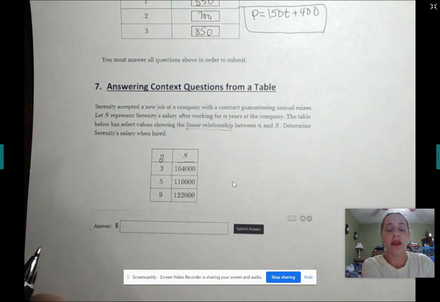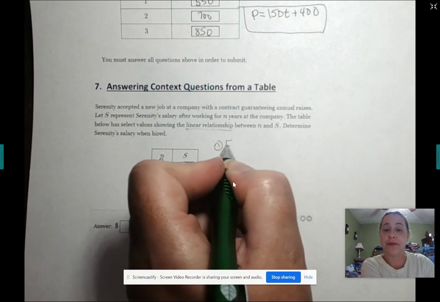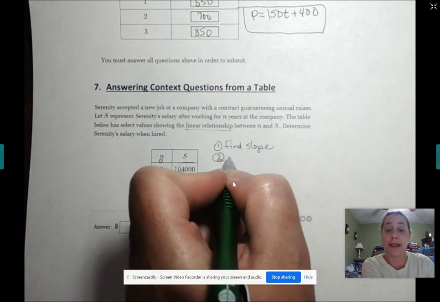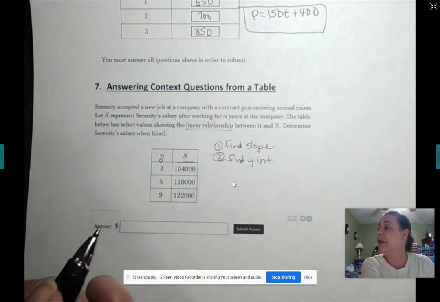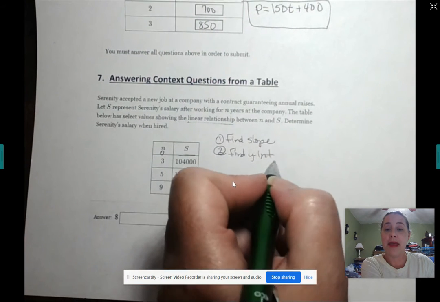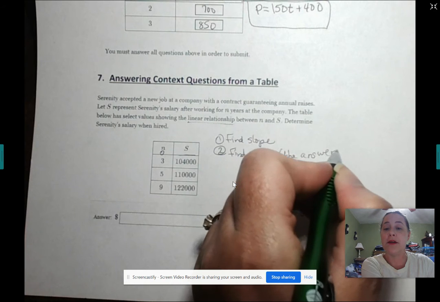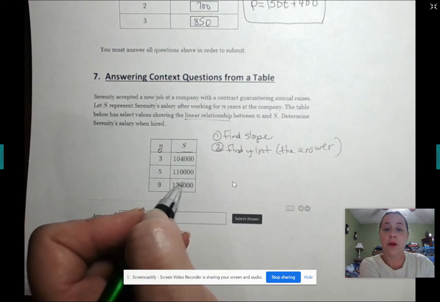So they want to know what was her starting pay. So we can do this a couple of different ways. I like to find the slope and then find the y-intercept, which actually is the answer to the question they're asking for. So I can use any 2 points to find the slope. And that is the answer in this particular problem, is when we put that slope into an equation and solve for B, the y-intercept.